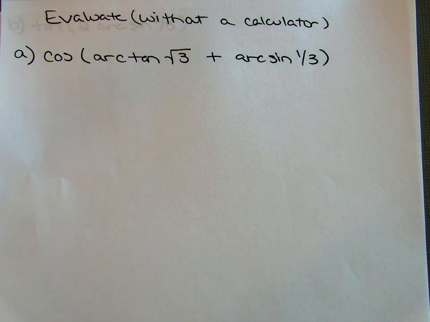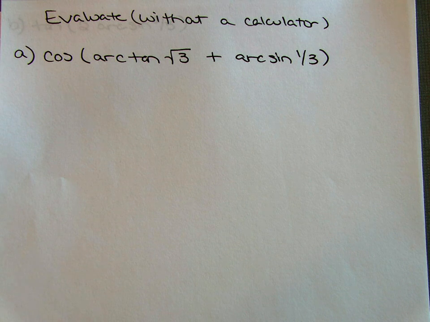And hopefully just looking at it, even before we do anything with the arctangent, arcsine aspect of it, you notice that we have cosine of something plus something else. Hopefully that's immediately jogging your brain a little bit about the cosine of a sum and difference identities that we talked about in Chapter 5. Because here we are taking the cosine of a sum, and so that's probably going to come into play as we start working through this.